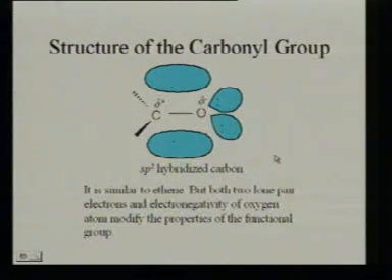Now we are taking up the structure of the carbonyl compounds. The carbonyl compound has a carbon-oxygen double bond, as we said earlier, and it has 1 sigma bond and 1 pi bond. The difference of this carbonyl group from the carbon-carbon double bond is that here oxygen is more electronegative than carbon, and it also has 2 lone pairs of electrons. Because of this, the carbonyl compound is totally different from the carbon-carbon double bond, and its chemistry is very interesting.